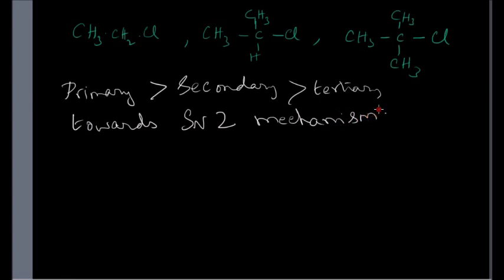Now we will pass on to SN1 mechanism. Now let us discuss the hydrolysis of a tertiary alkyl halide. It follows SN1 mechanism. The simplest example of a tertiary alkyl halide is tertiary butyl chloride, or it is 2-methyl-2-chloropropane. This reaction takes place in two steps.